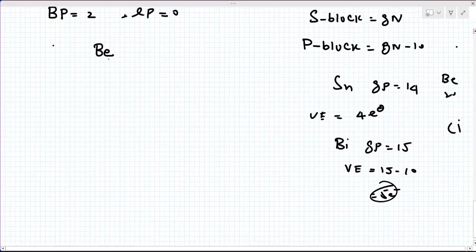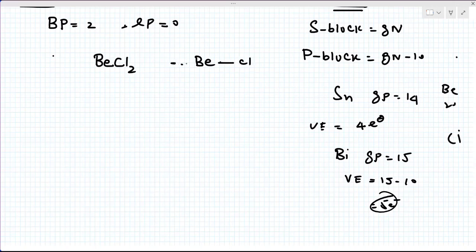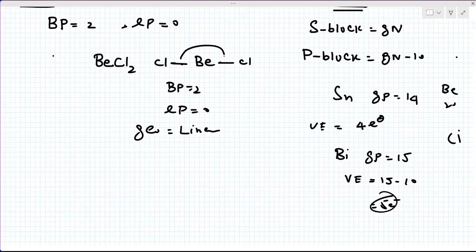What is the molecule? BeCl2. Cl is a monodentate ligand, right? It means they only form a single bond. Therefore, beryllium has 2 valence electrons, and it bonds with Cl and Cl. In this molecule, how many bond pairs are present? 2, and lone pair 0. Therefore, what is the geometry of this molecule? Geometry is linear. What is the angle? 180. What about the shape? Listen, shape is only for the central atom, not the surrounding atoms.